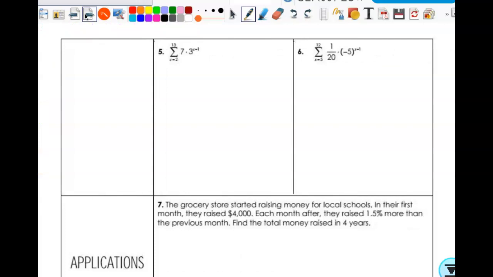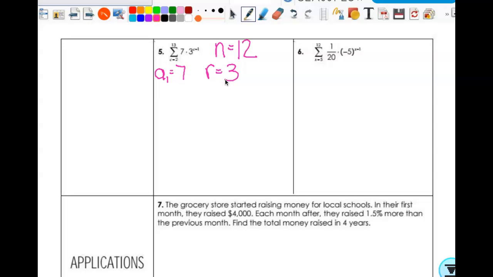So, on number 5, what is n? 13, 12. No, I don't know. What is it? It's 12. So it is 12. What is a sub 1? 7. What is r? 3. Do we really care about a sub 1? Where are we starting? 2.